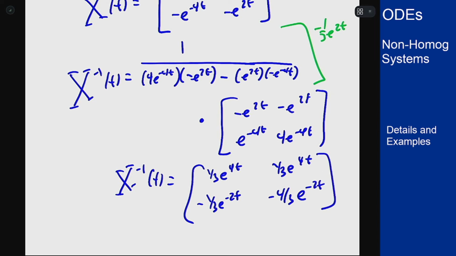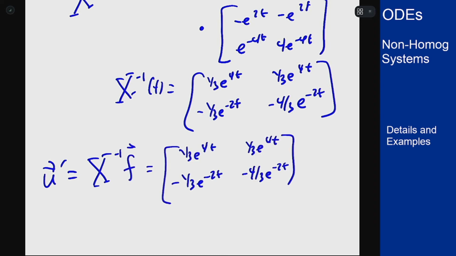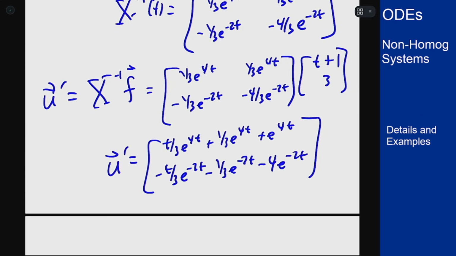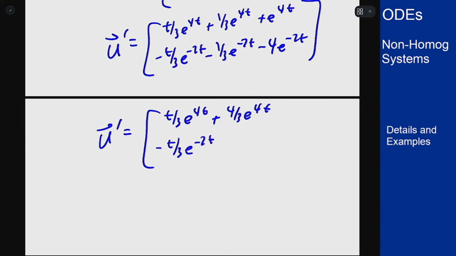Now that we have this X inverse, we can now go about the variation of parameters approach, which is that our u prime should be X inverse times F. X inverse is that matrix we just wrote down. F is our function at the start of the problem, which is the right-hand side, or the non-homogeneous part, t plus 1 and 3. And then we can carry this multiplication to get our u prime. Or, combining them to make it look a little nicer, u prime will be t over 3 e to the 4t plus 4/3 e to the 4t and negative t over 3 e to the minus 2t minus 13 over 3 e to the minus 2t.